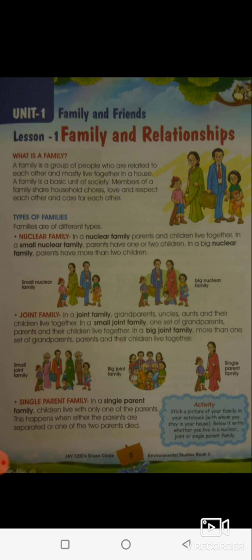Members of a family share household chores, love and respect each other. They love each other and respect each other and care for each other. This is what we learned about a family.